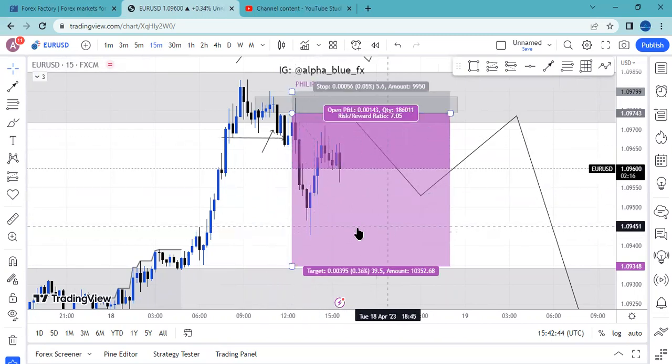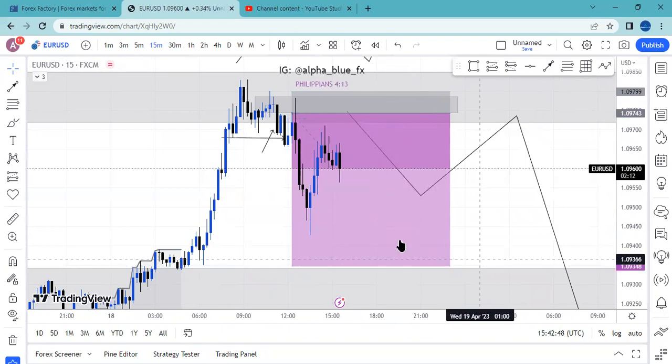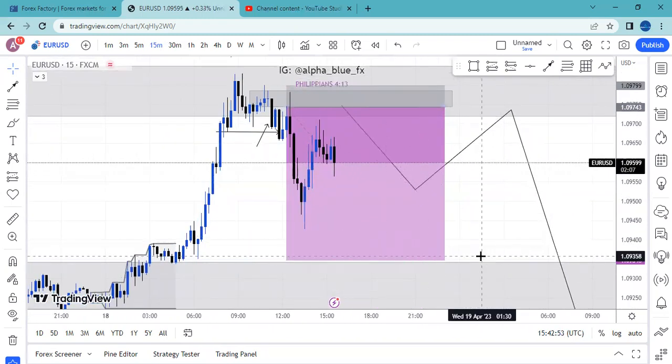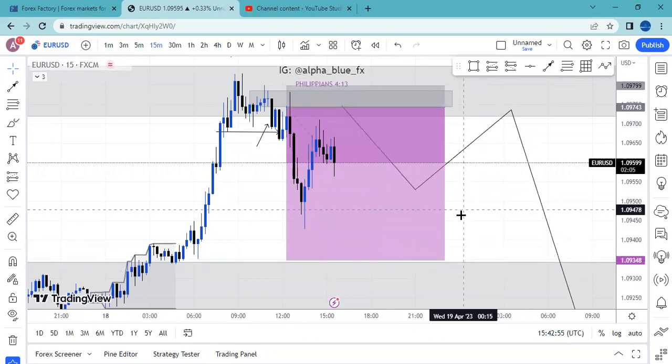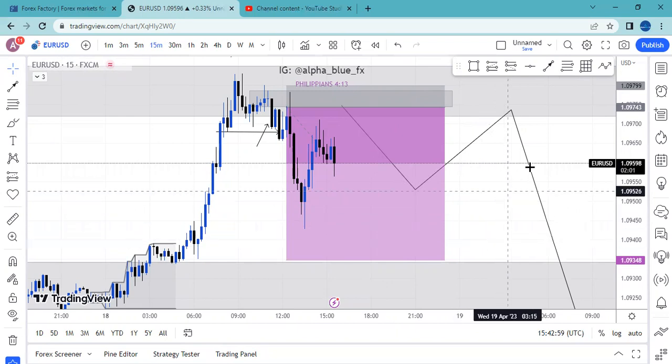So right now, this is the trade I'm currently in. My stop loss is at break even, so even if this goes back to stop loss, it's fine. But this was the trade idea, and this is it playing out. Let's hope it gets to TP and see how it goes.